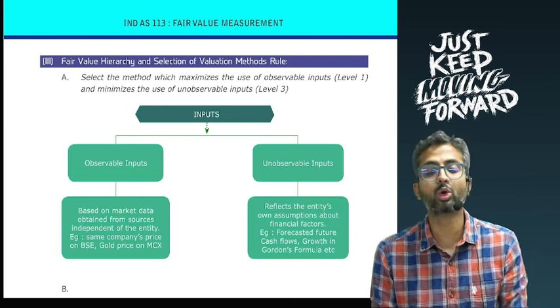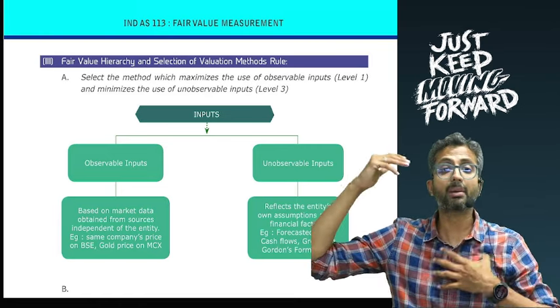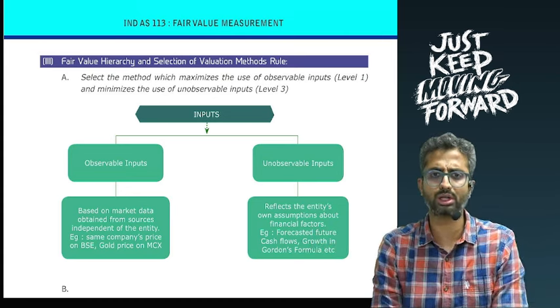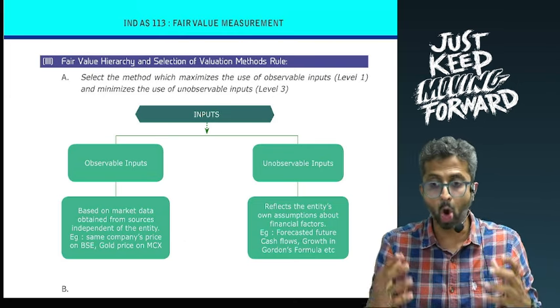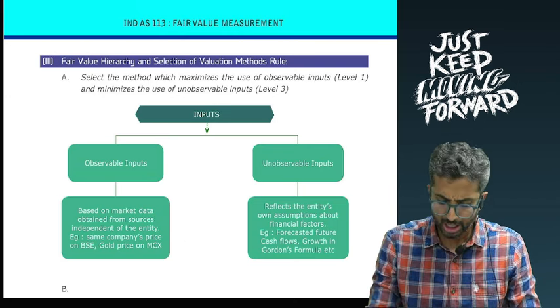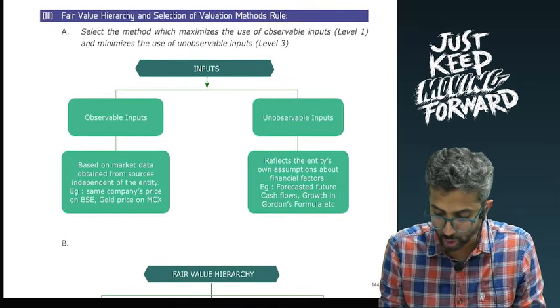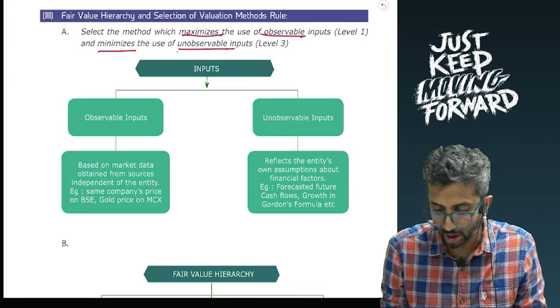However, if you are holding the shares of a company and those company shares are listed, the price of these listed shares, the identical price that you will get of these listed shares, will be the price under the level 1 category or observable category. So you will try to select a valuation method which maximizes the use of observable inputs and minimizes the use of unobservable inputs.